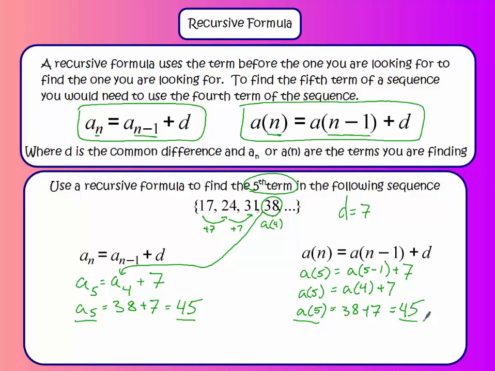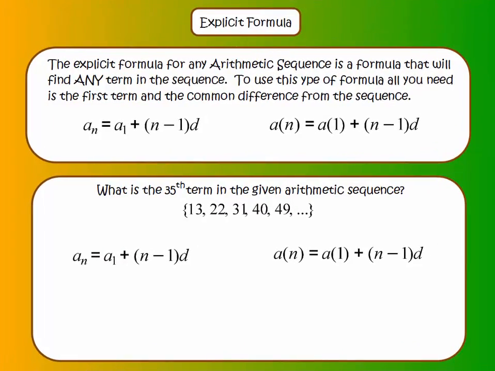So it doesn't matter which notation you use. I just want you to be familiar with both of them for the Regents exams coming up at the end of the year. I have seen it written both ways. So recursive formula, remember, you always need to use the term before the one it is that you're trying to find. There's also a way to deal with these arithmetic sequences to find a term that's very far out without having all of the terms before it. And it's called an explicit formula.